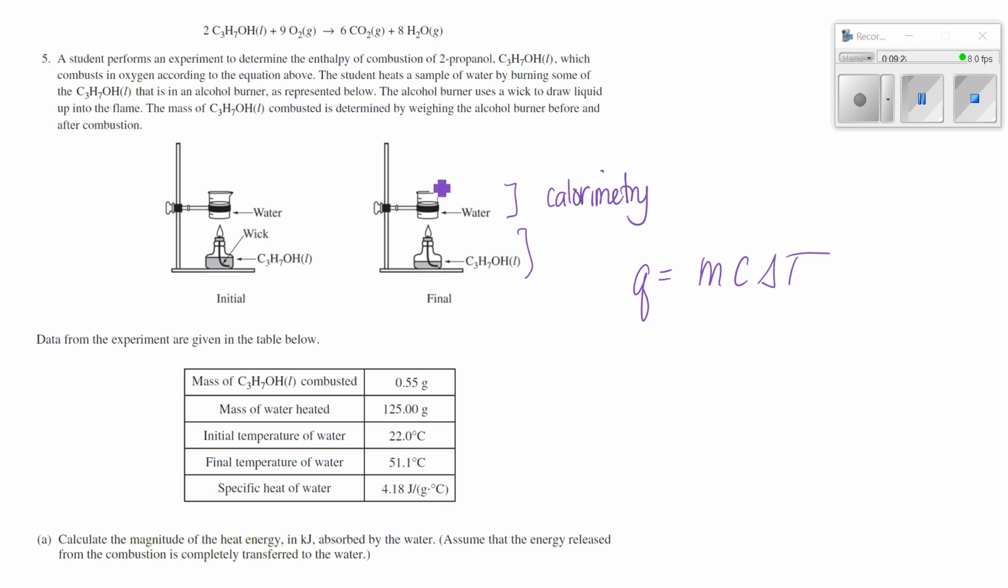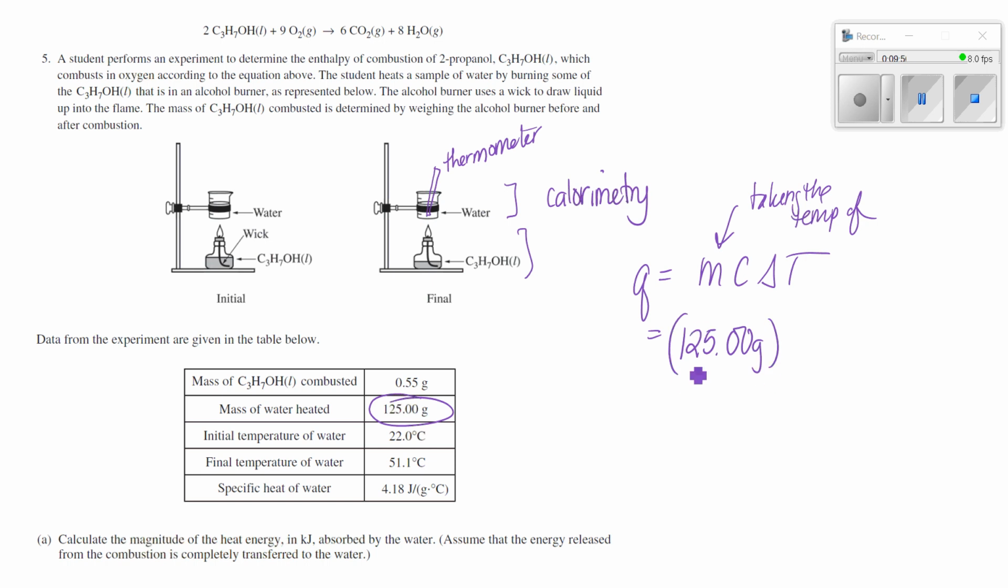So if you imagine your setup here, you're taking the temperature of the water. There's your thermometer. I want to draw that in there because when we're doing the q equals mc delta T calculation, it's important that you use the mass of whatever you are taking the temperature of. So in this case, you're taking the temperature of the water. So you want to make sure you use the mass of your water in your calculation. So the mass of the water is 125.00 grams.